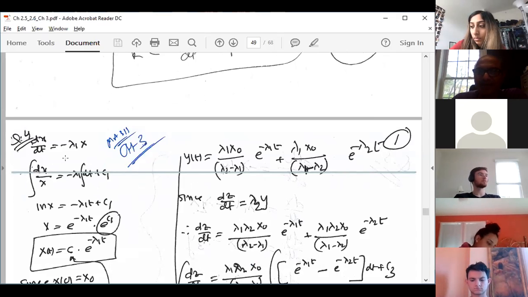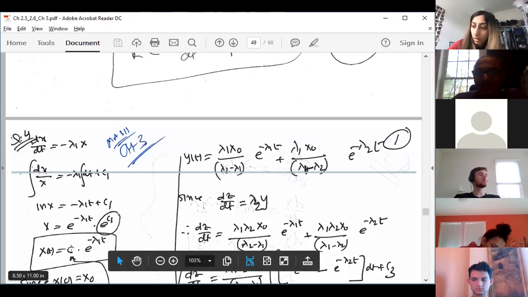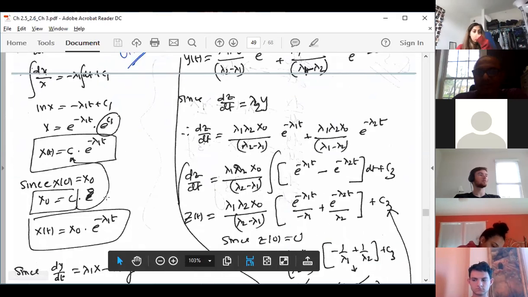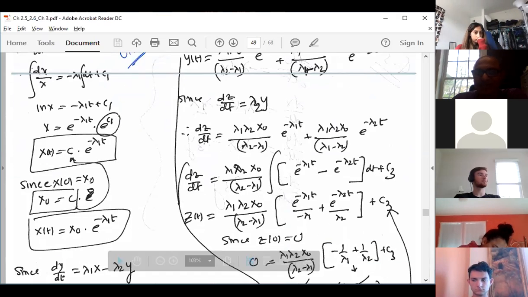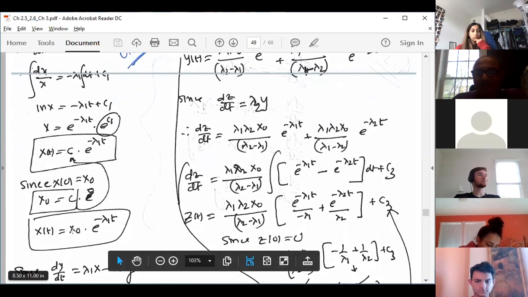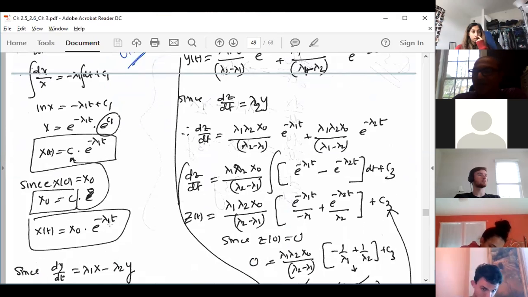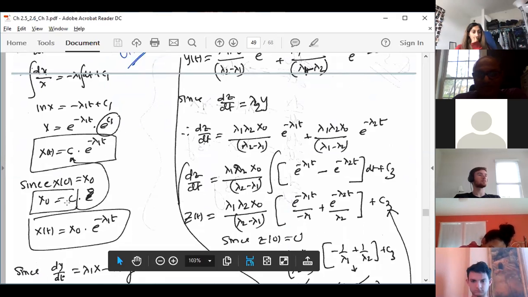dx by dt equal to negative lambda 1 x. First equation. If you divide by x and dt to the other side, separable variable, so x equal to e to the power c, e to the power negative lambda 1 t. That's the solution. You are given the initial condition x at 0 equal to x0. So c equal to x0. Go back. So the first equation solution is x(t) equal to x0 e to the power negative lambda 1 t. That is the solution of the first equation.